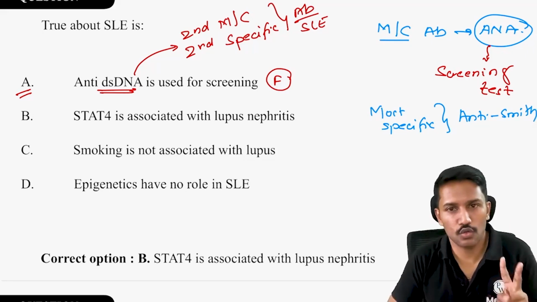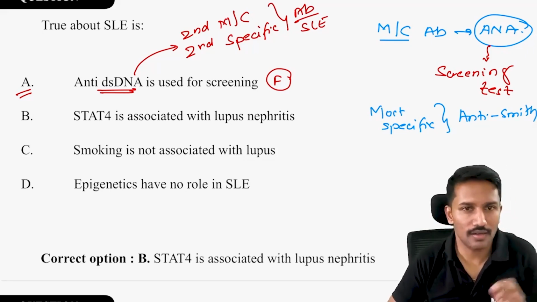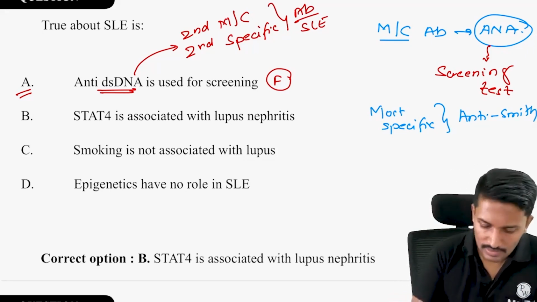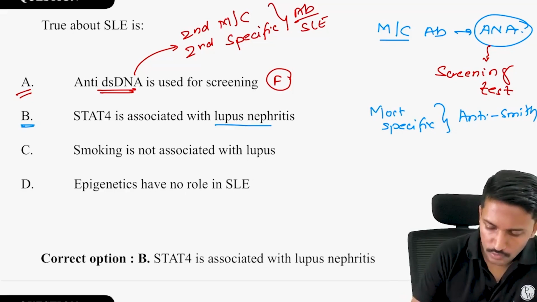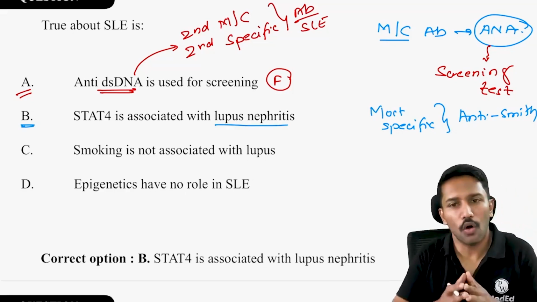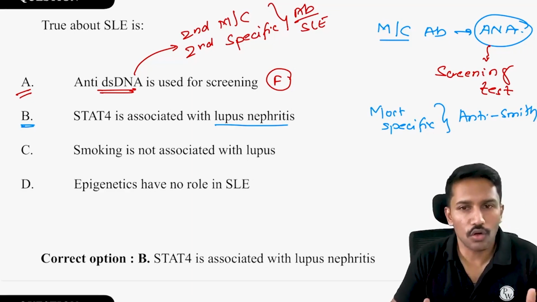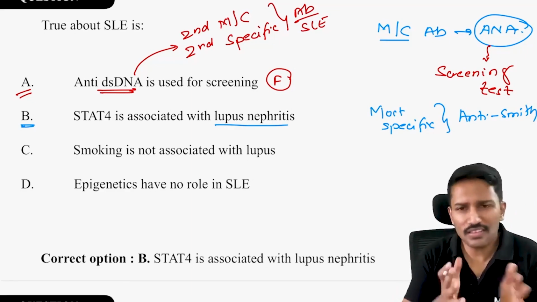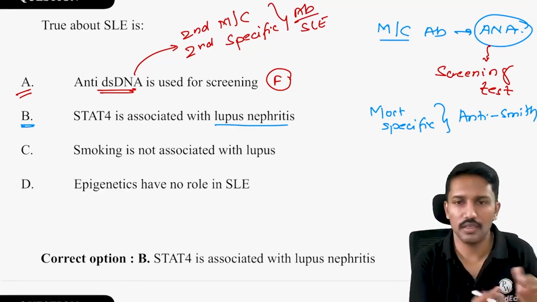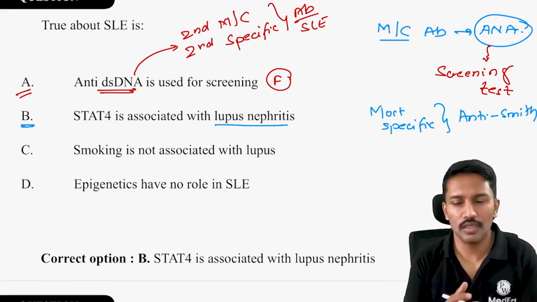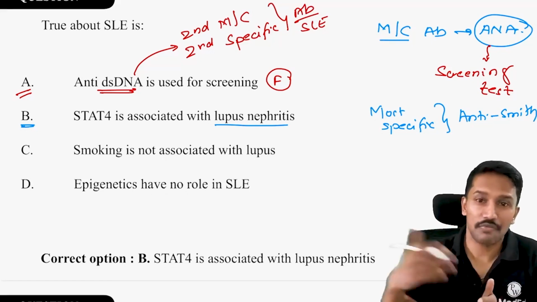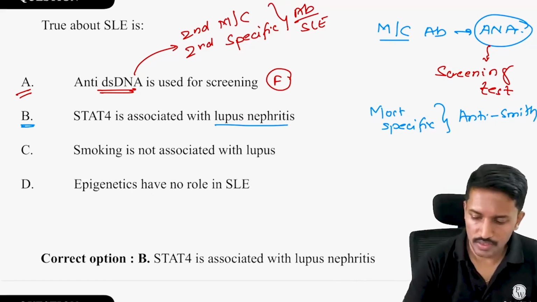Anti-Smith antibody. These two are important take-home messages. Okay. Now coming to option B. STAT4 is associated with lupus nephritis. Now all patients of SLE do not go on to develop lupus nephritis. There are certain predictors: if you have SLE and these additional pointers, then your risk of developing lupus nephritis is high. What are those predictors?